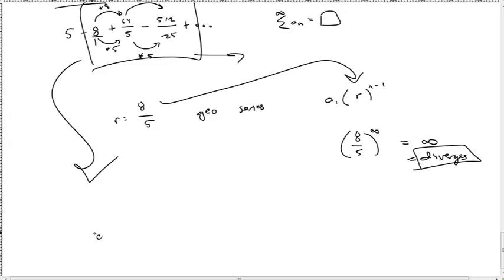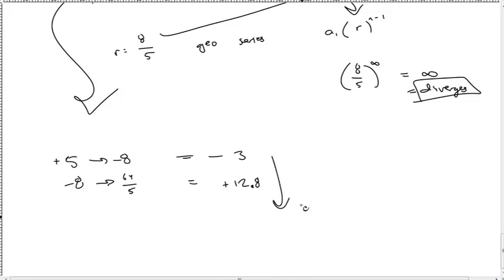Here's how I did this problem more crudely. I go from 5 to 8, and I know it was a positive 5 to a negative 8, but what's the difference between these guys? Let's go with just negative 3, of course. And then I go from negative 8 and add the 64 over 5. What I get from here is a positive 12.8 if you do that math on the calculator. And I'm just going to make stuff up here.